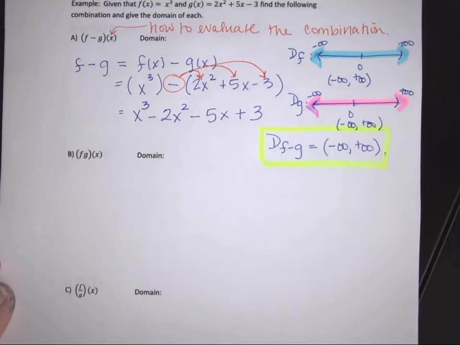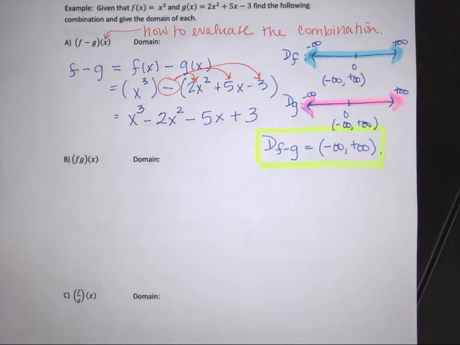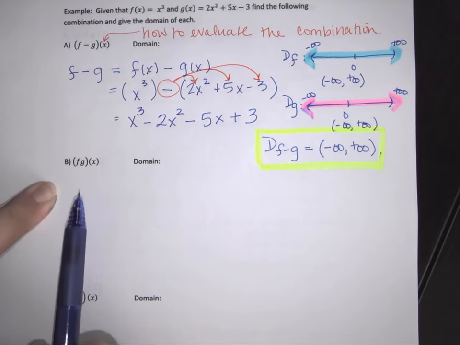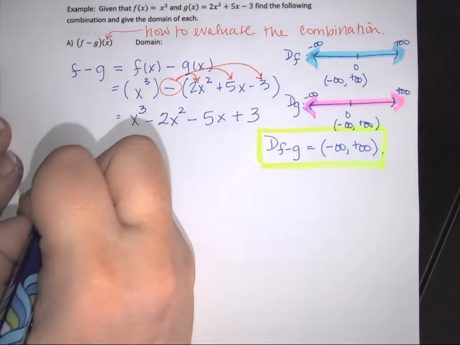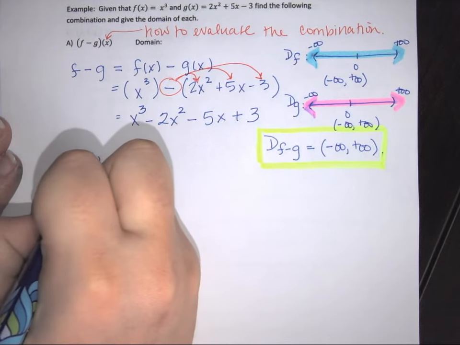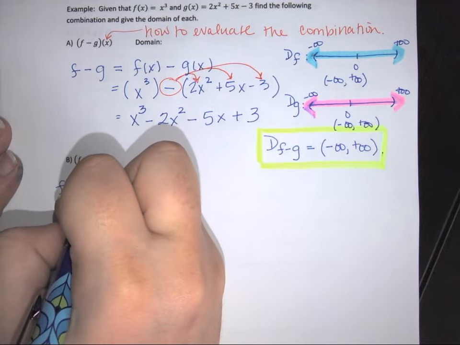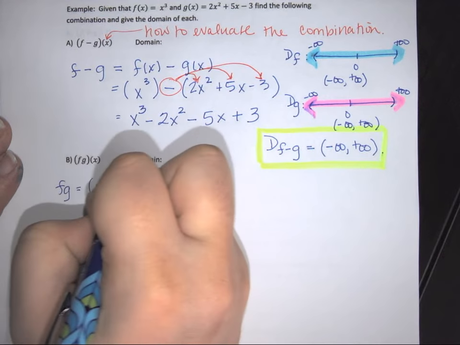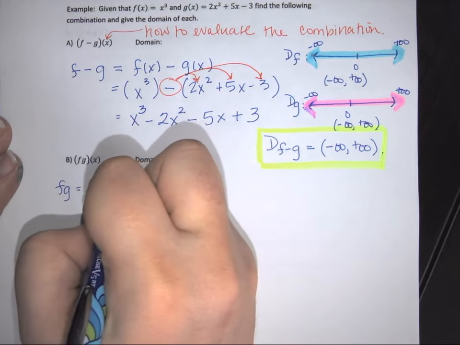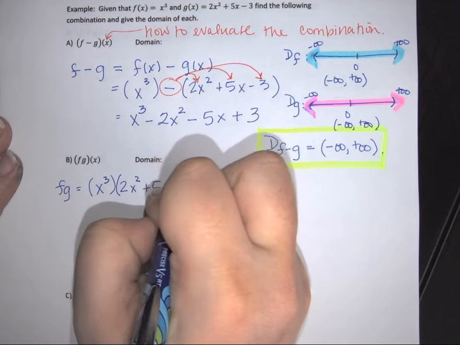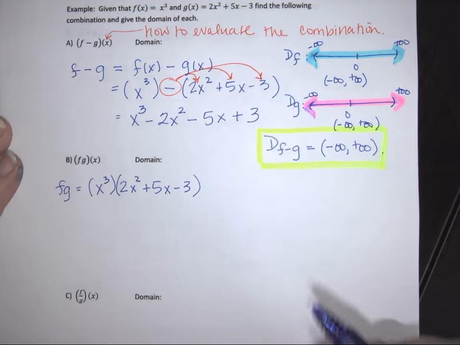Okay, so let's take a look at another one. We're going to use the same two functions here, but now let's look at what if we multiply them. So here we're going to look at f times g. Again, we know my f is going to be x cubed, and we're going to multiply that by the 2x squared plus the 5x minus 3.